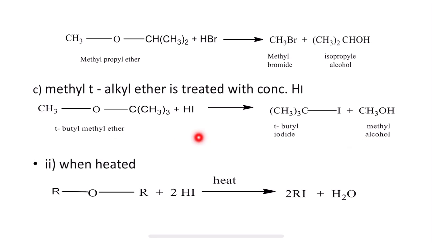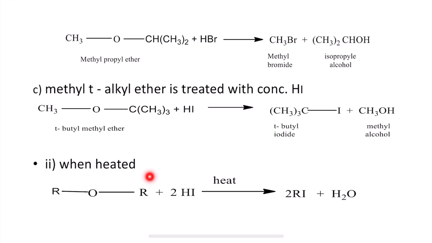For this reaction, we can give the explanation based on the SN1 mechanism, because according to the SN1 mechanism, the tertiary alkyl carbocation is produced. This is because of its greater stability. The tertiary butyl carbocation is more stable than the secondary or primary alkyl carbocation. So due to this greater stability, we can expect tertiary butyl iodide as the major product, along with methyl alcohol.